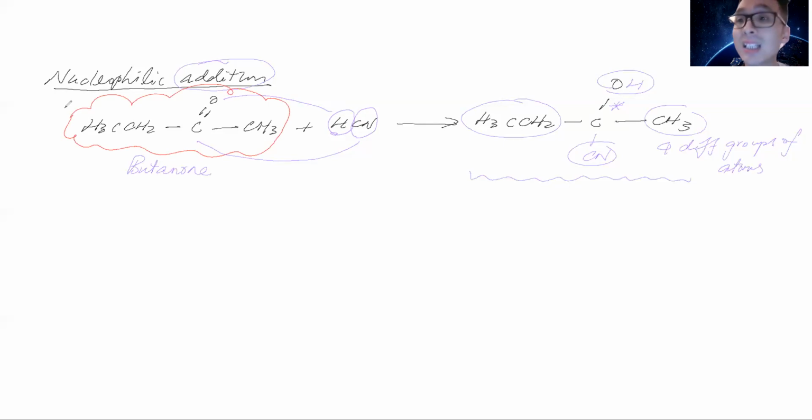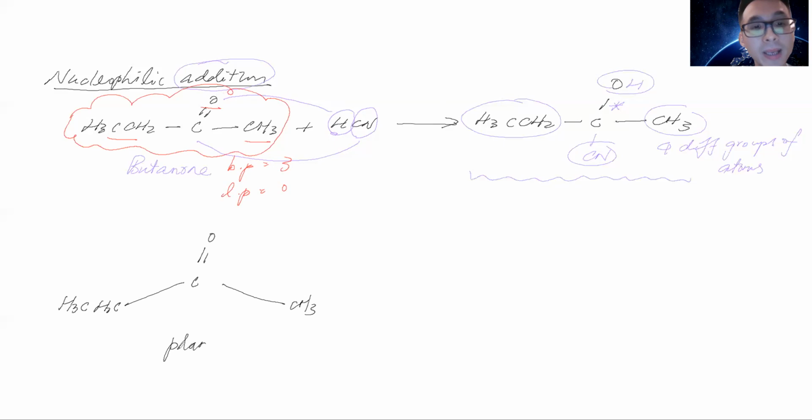If you apply VSEPR theory, this carbon, okay, it has three groups of atoms, okay? Its bond pair is 3, but its lone pair is 0. So if you remember the VSEPR theory, this is planar. So basically, its shape is like that. Okay? It's planar, which means it can be put on a piece of paper, okay? Do you understand what I'm saying?